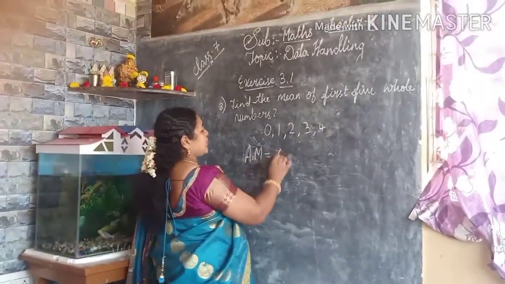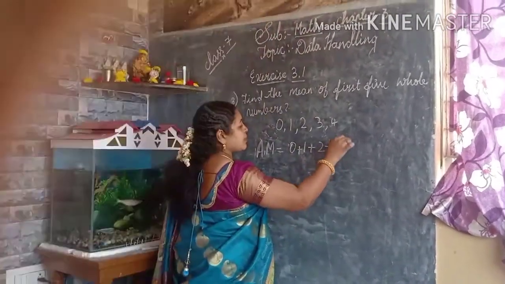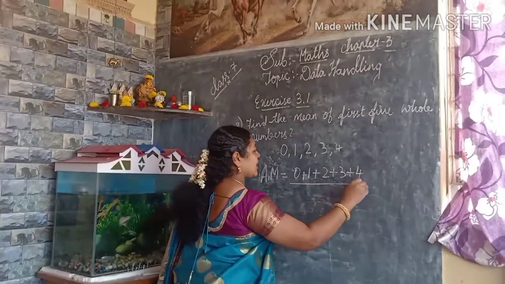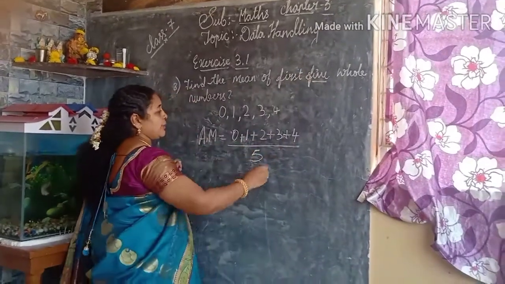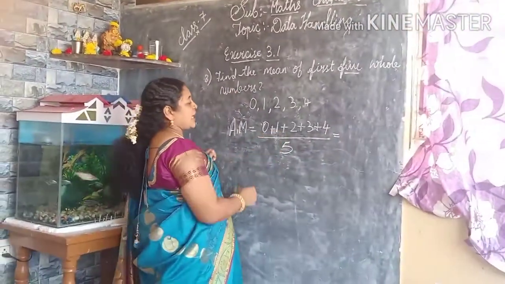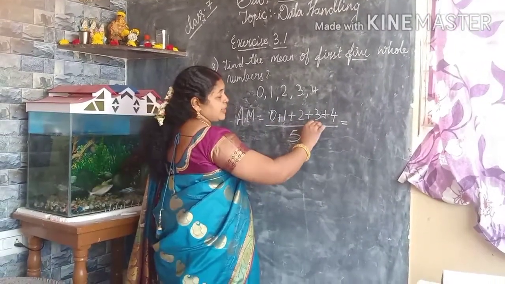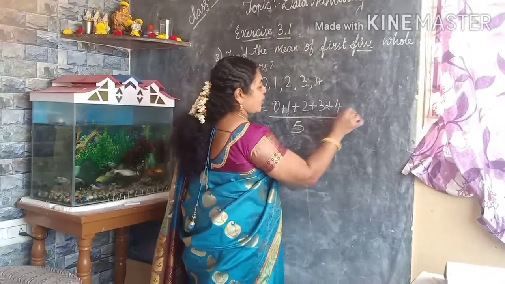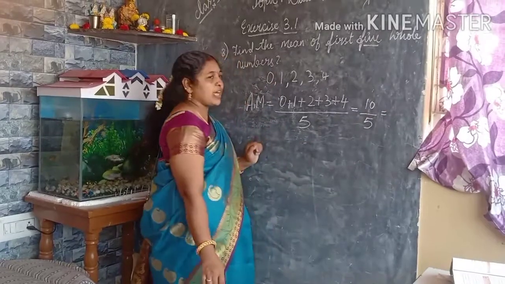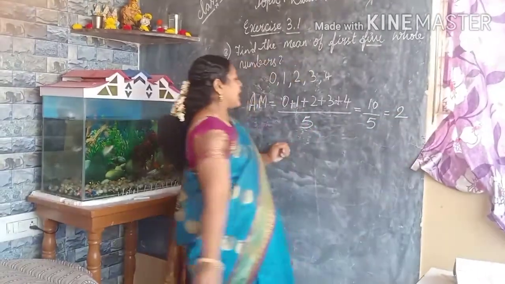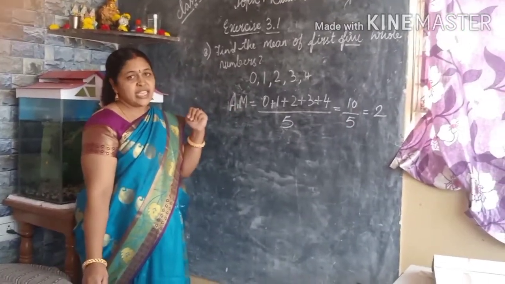Mean is equal to 0 plus 1 plus 2 plus 3 plus 4 divided by 5. So it's given as the first 5 whole numbers. Now start adding, children. 0 plus 1, 1. 1 plus 2, 3. 3 plus 3, 6. 6 plus 4, 10. 10 by 5. When you divide 10 by 5, what will be the answer? 2. So the arithmetic mean is equal to 2. Is it not easy?